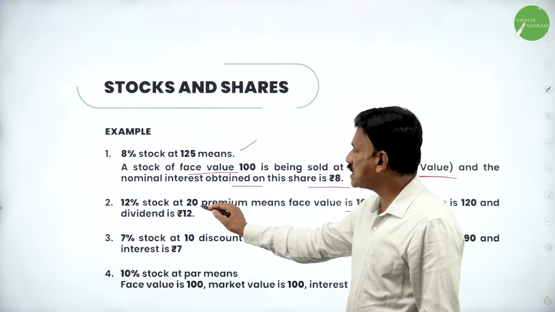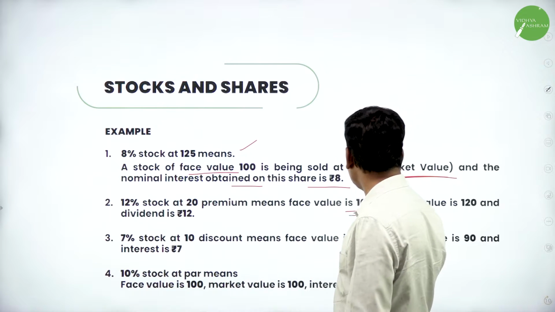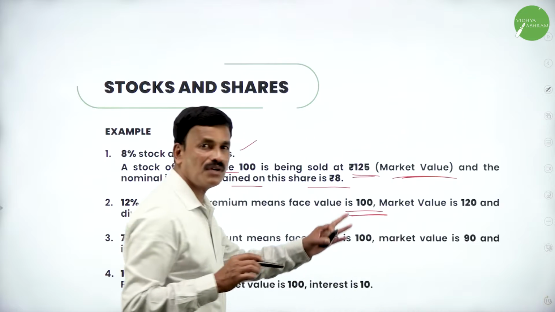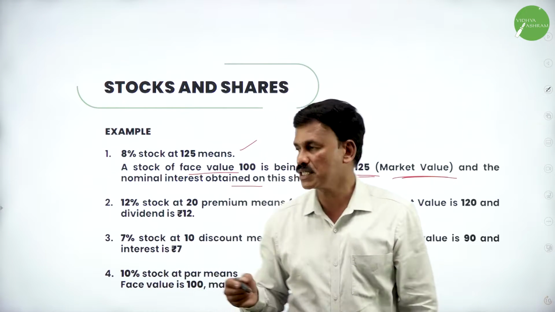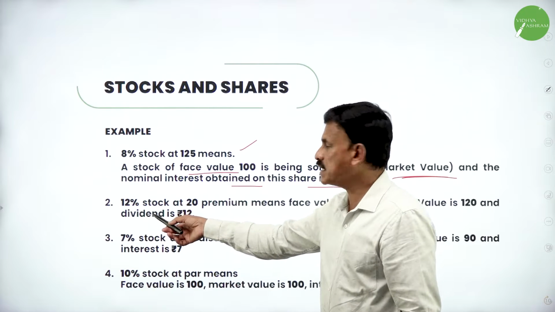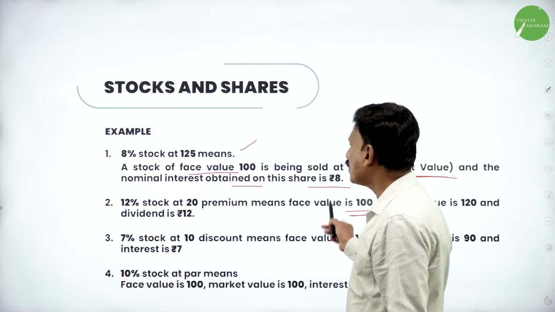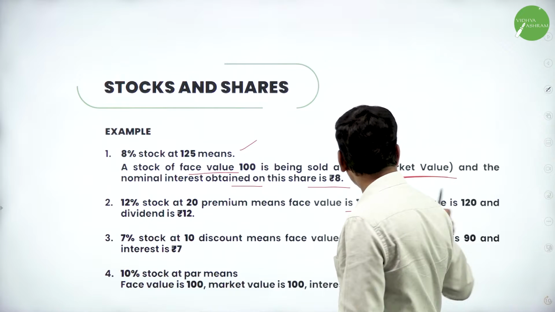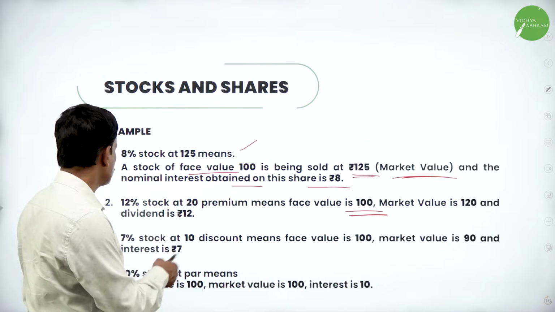Similarly, 12% stock at 20 premium means the face value is 100, whereas the market value is 120, and the dividend is rupees 12.